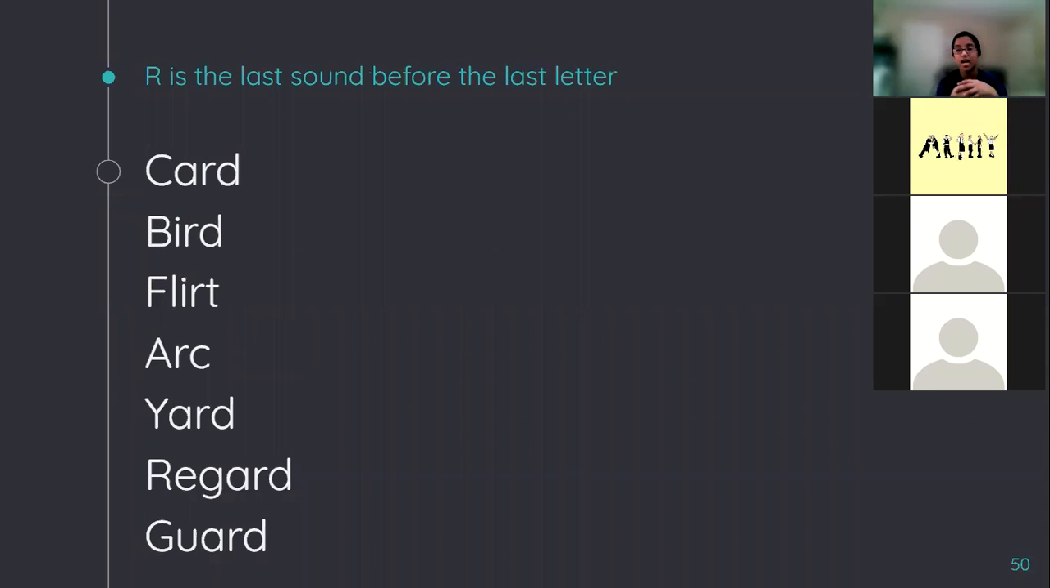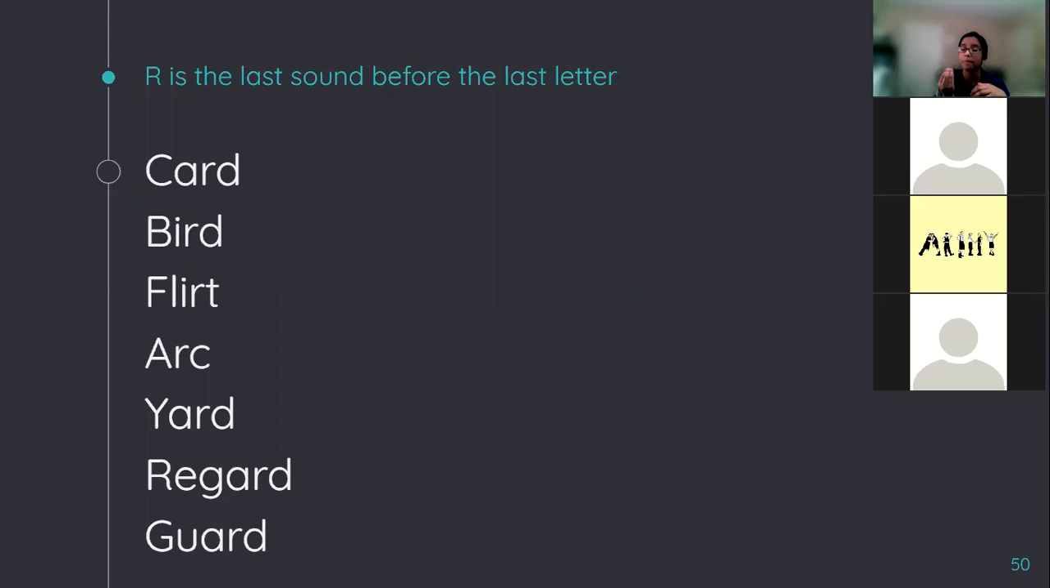Then there's another time when R is the last sound before the last letter. This is kind of very wordy, but basically what I'm trying to say is when R is the second to the last letter. For example, in the word card. Can you guys say that? Card.